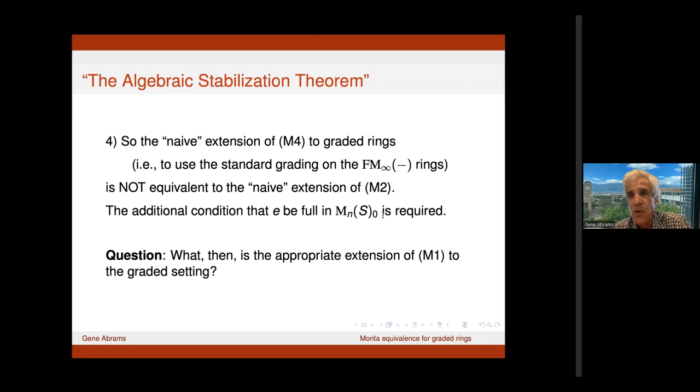In the graded case where we choose to naively change M4 to the isomorphism between the FMs being graded in the standard grading, okay, well, if we write that down as one of the two conditions, what would be the appropriate categorical analog of that condition on the matrices?